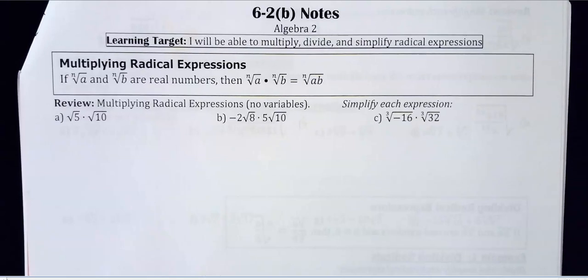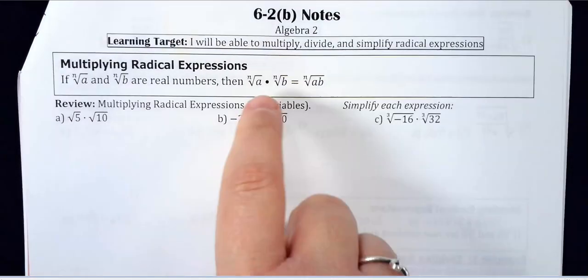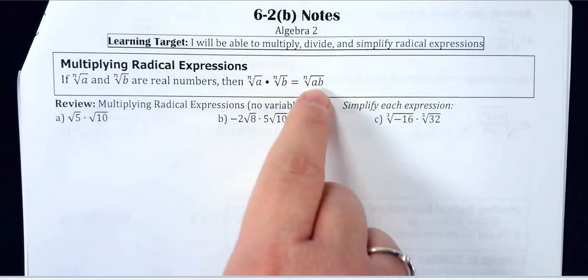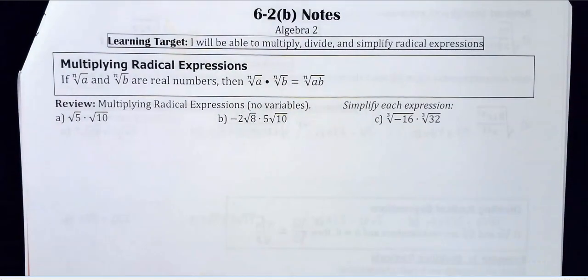So at the top of the page, literally all it says is, if you multiply radical expressions, and it gives you a textbook definition there, the nth root of A and the nth root of B, as long as they're real numbers, when you multiply them together, all you have to do is take whatever's under the root and squish it together with some multiplication. That's where you might want a calculator for a couple of these questions today.